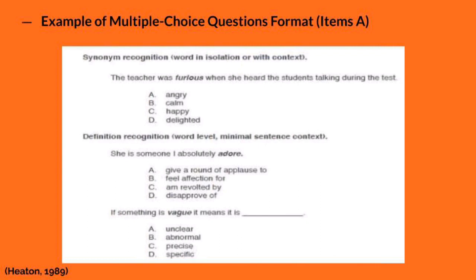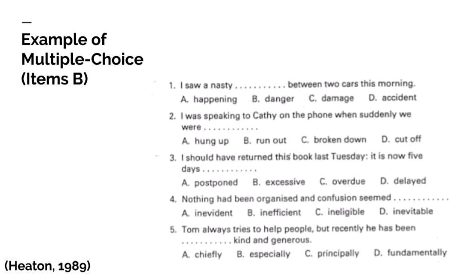And then next is multiple choice item B. Based on Hidden, multiple choice is also giving us a question that we must answer like this example. If you see number 1, I saw a nasty blah blah blah between two cars this morning, and we have to answer which vocabulary fits in with the sentence.